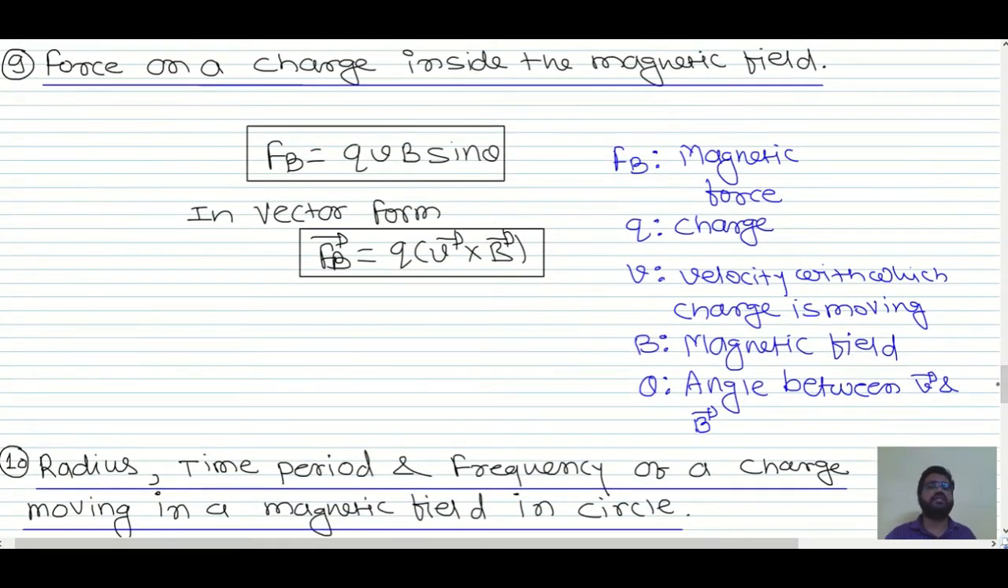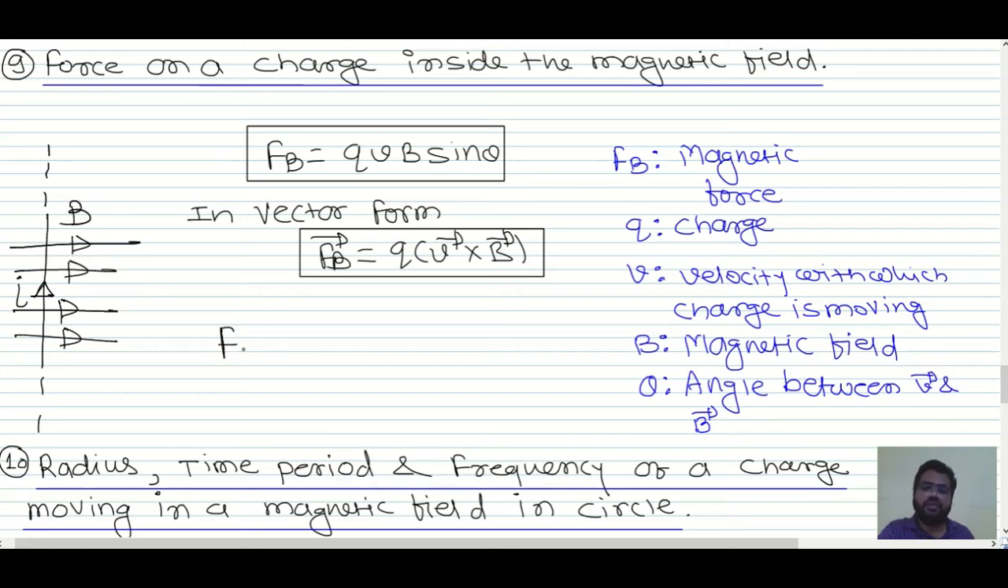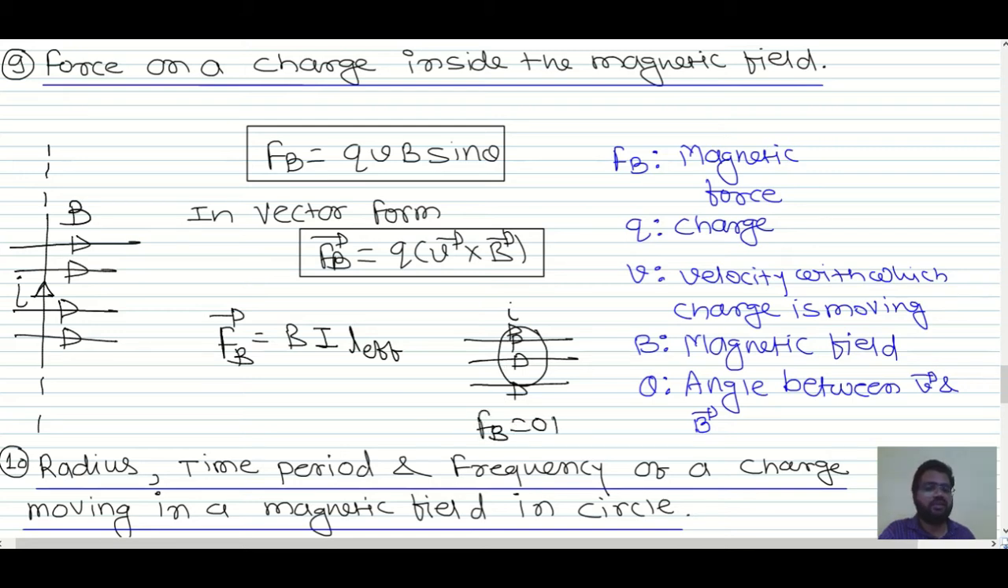Now, force on a charge inside the magnetic field. Force on a charge inside the magnetic field is QVB sine theta. If we have a current carrying conductor and we place it inside the magnetic field, then the magnetic force on it we can write as BIL, where L is the effective length. That means if we have a loop placed inside the magnetic field, then the magnetic force you can always write as 0 Newton.